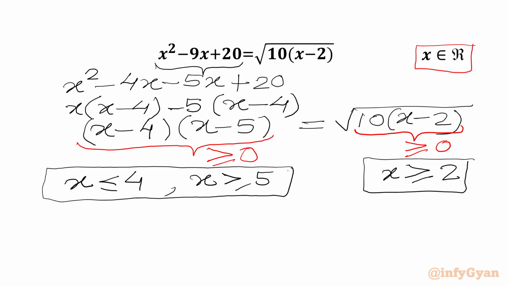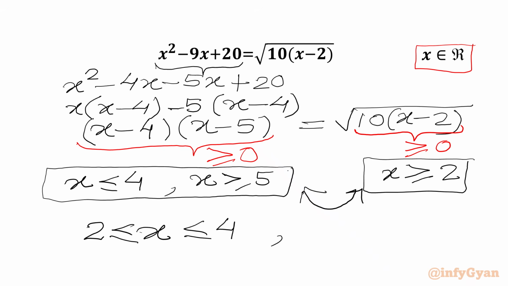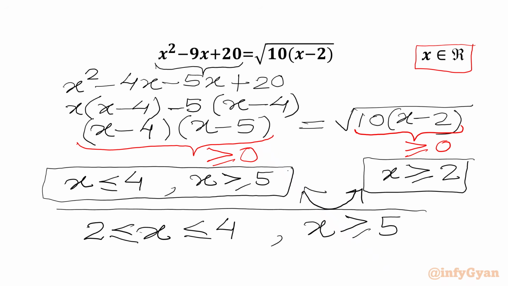Now we have to take the intersection of these two conditions. We will get either x should be in the interval 2 to 4 or x must be greater than or equal to 5. Then only we'll be getting real solutions. So our domain is: our answer cannot be in the interval 4 to 5.